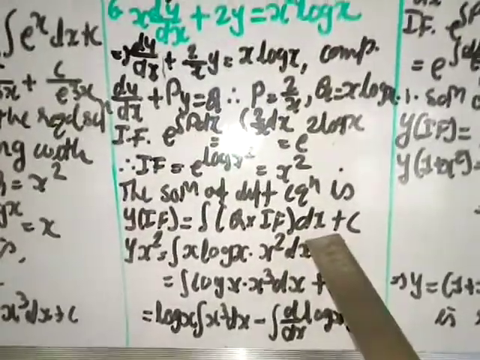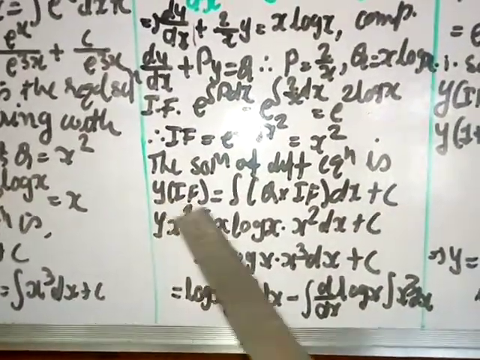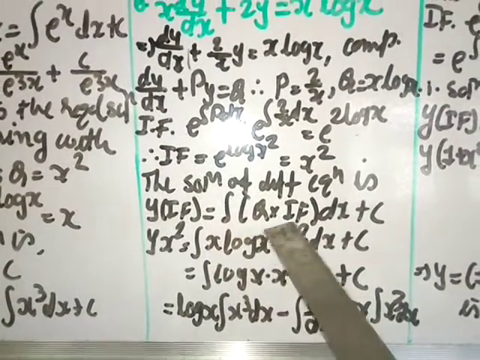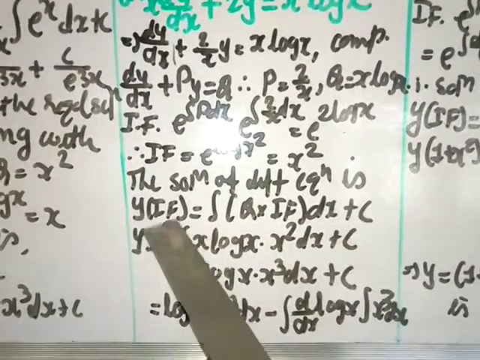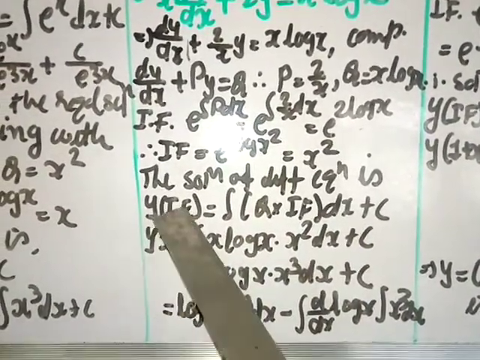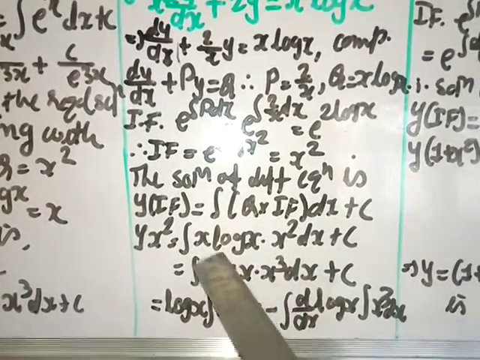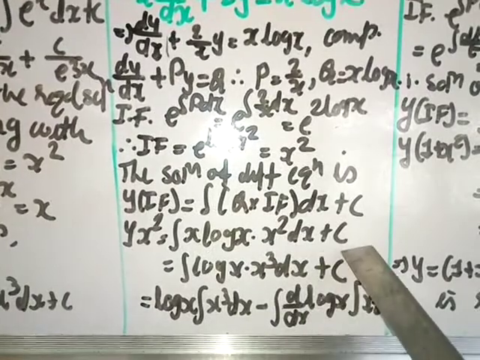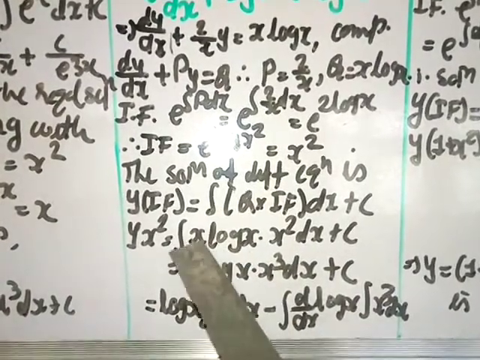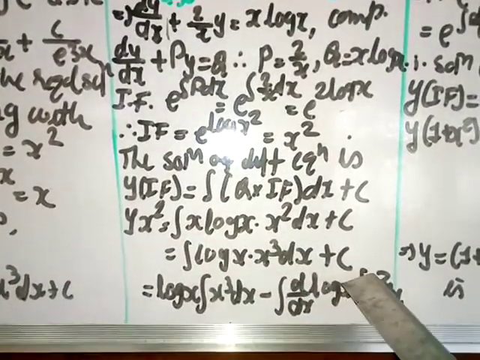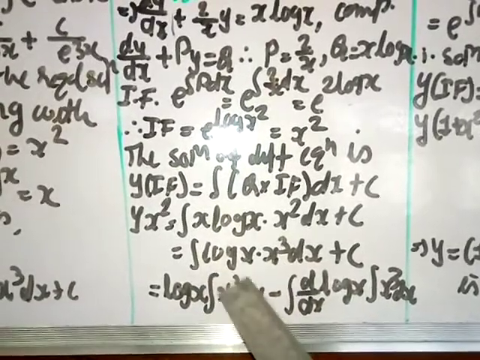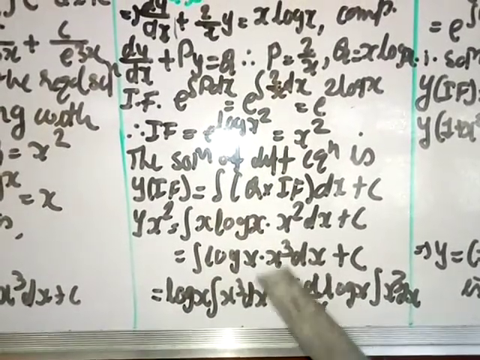Now the solution is given by y into integrating factor equal to integral q into integrating factor dx plus c. Put the value, y integrating factor is x square equal to integral q value is x log x, so x log x into x square dx plus c. This can be written as log x, and x into x square is x cube dx plus c. You have to do integration by parts. Log x first function, x cube second function.